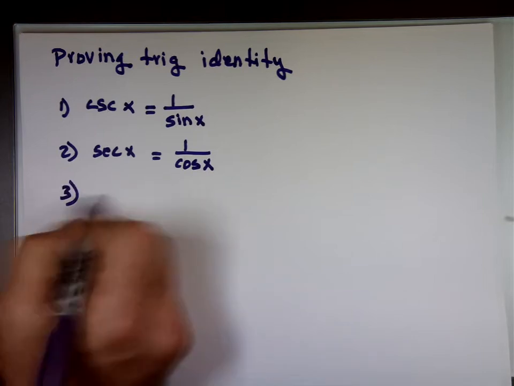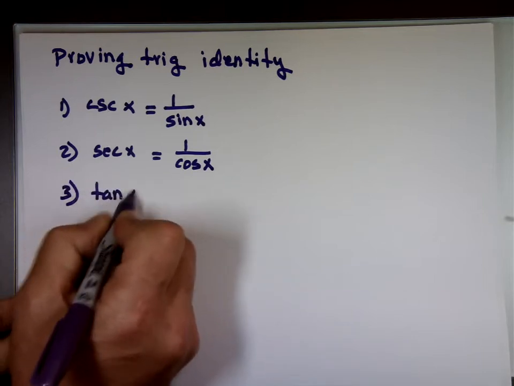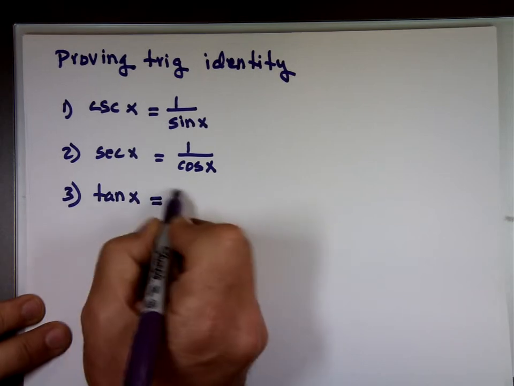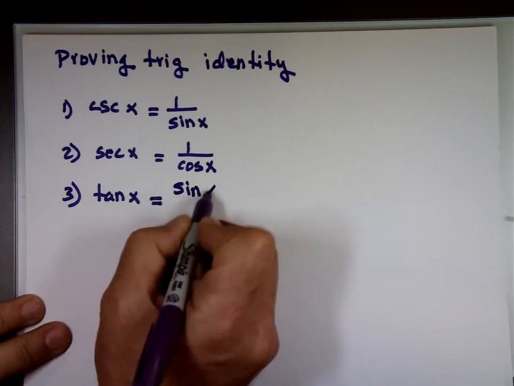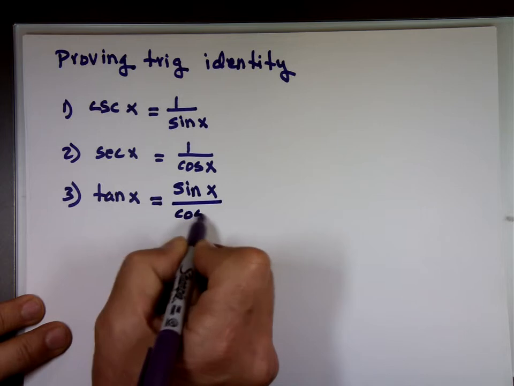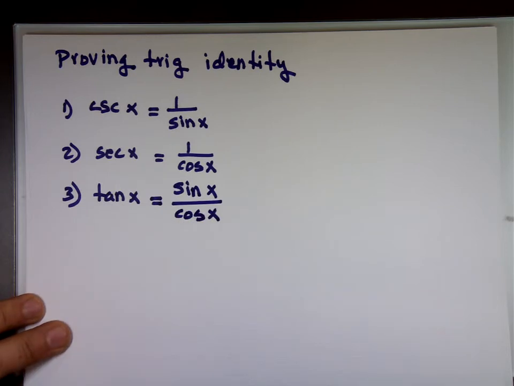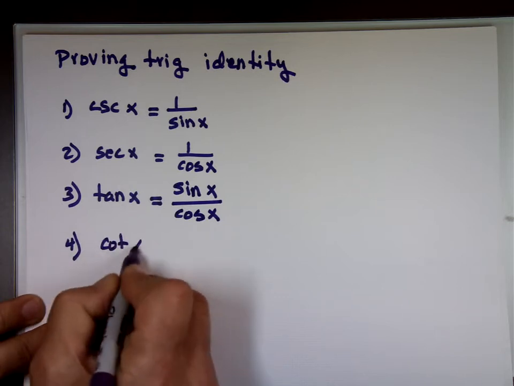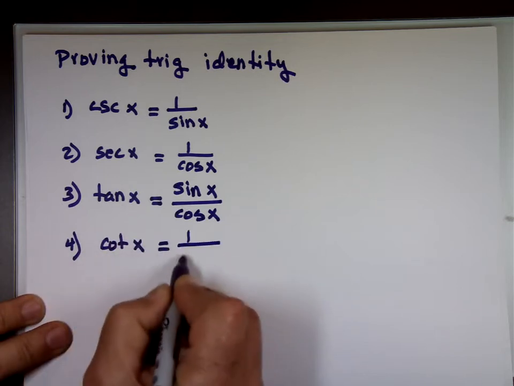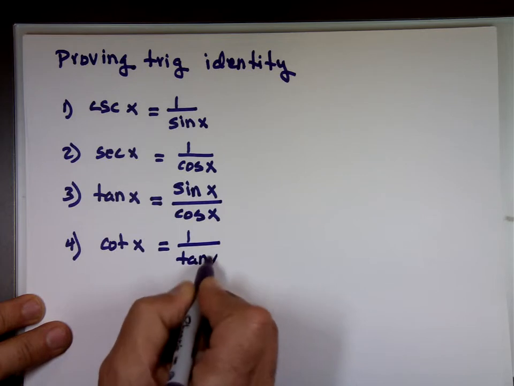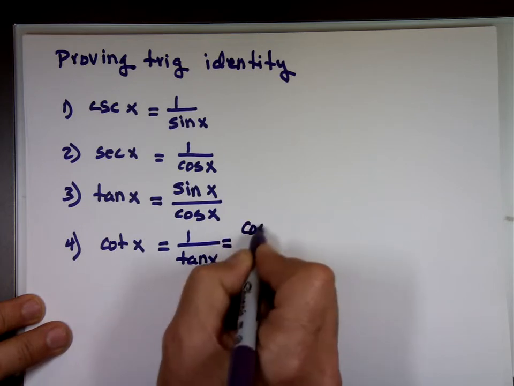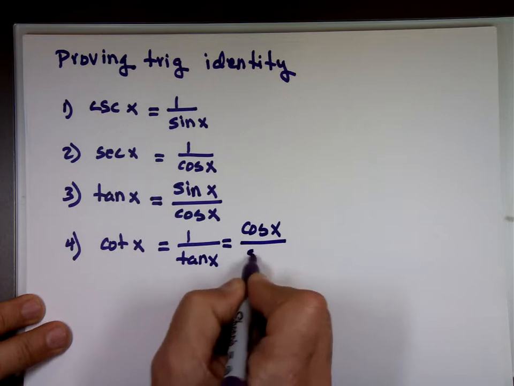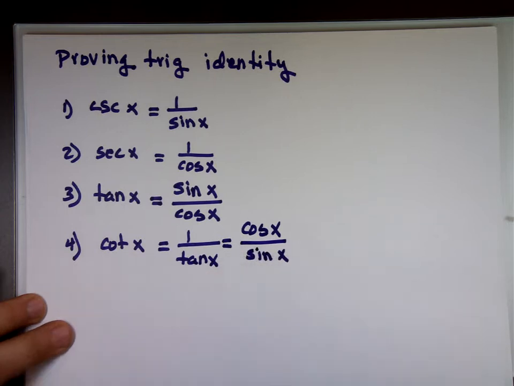Tangent x, these will be part of the notes, equals sine of x over cosine of x. And the cotangent, it's 1 over tangent x, which is actually cosine over sine. That we really should know. Everyone should know that. Anyone who's taken trig should know these.